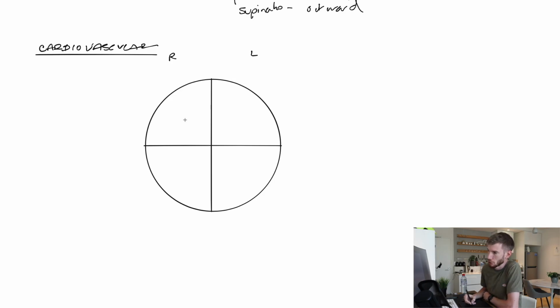And we split it into 4 chambers. So we have the right atrium, and then we have the left atrium. So these are the chambers at the top of the heart, and then below we have ventricles. So again, we have a right ventricle, and then we have a left ventricle. And you may already be familiar with some of these words.